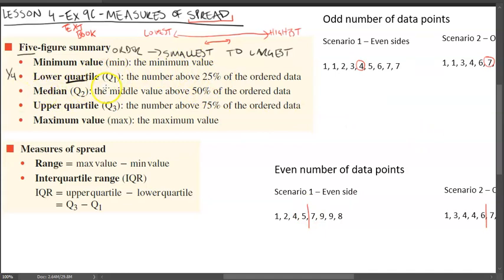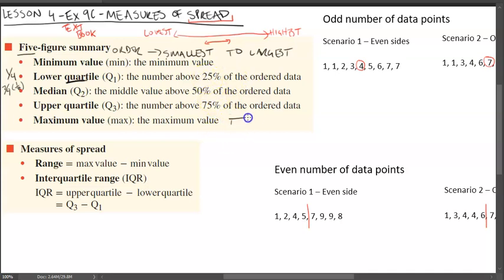The median, or Q2, the second quarter, also known as the half, is the middle value above 50% of the ordered data. Again, median is just the middle value. The upper quartile is like the opposite of Q1. It's Q3, which is above 75% of the ordered data. And then the maximum value, which is obviously the last value.